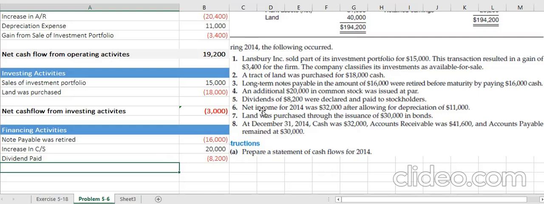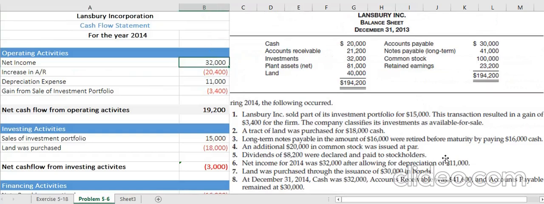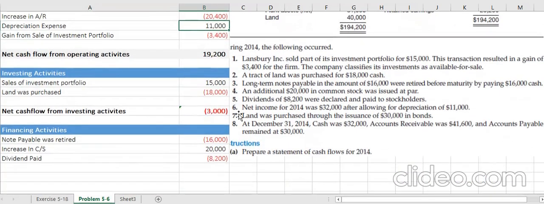Number 6 was already done. If you remember, net income was recorded at the start of the numerical. Okay, and depreciation was also recorded here. So number 6 was done.